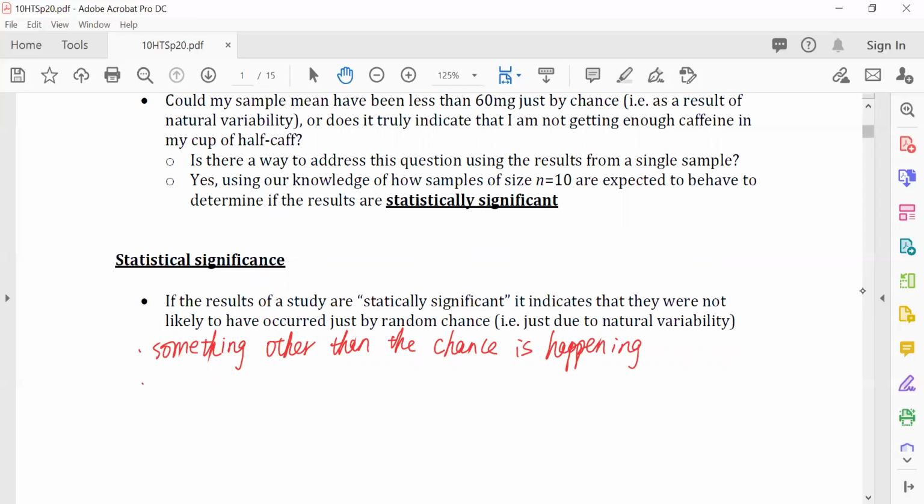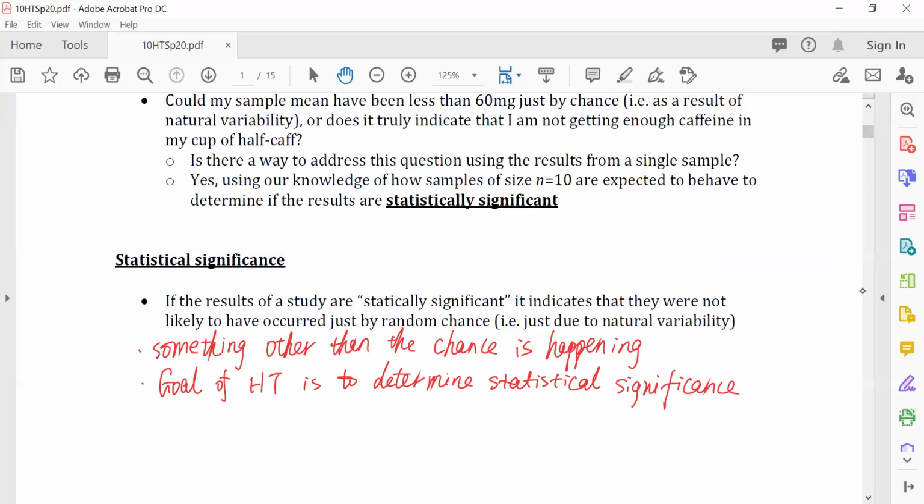So our goal of hypothesis test is to determine the statistical significance using what we know about the sampling distribution.